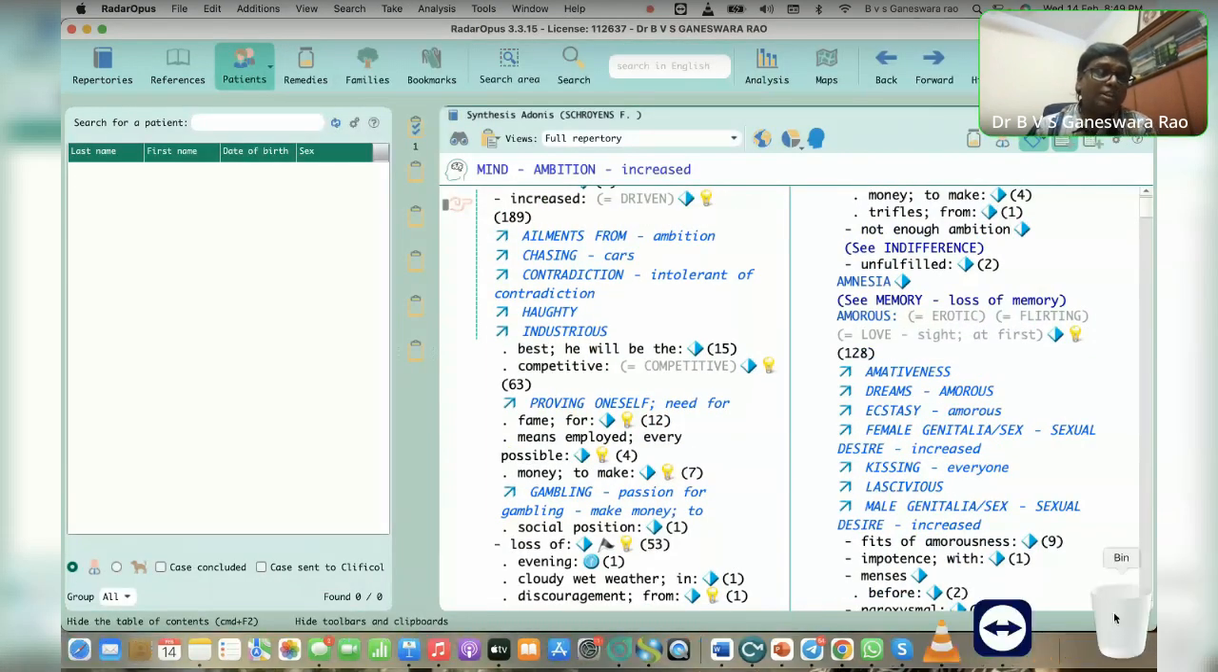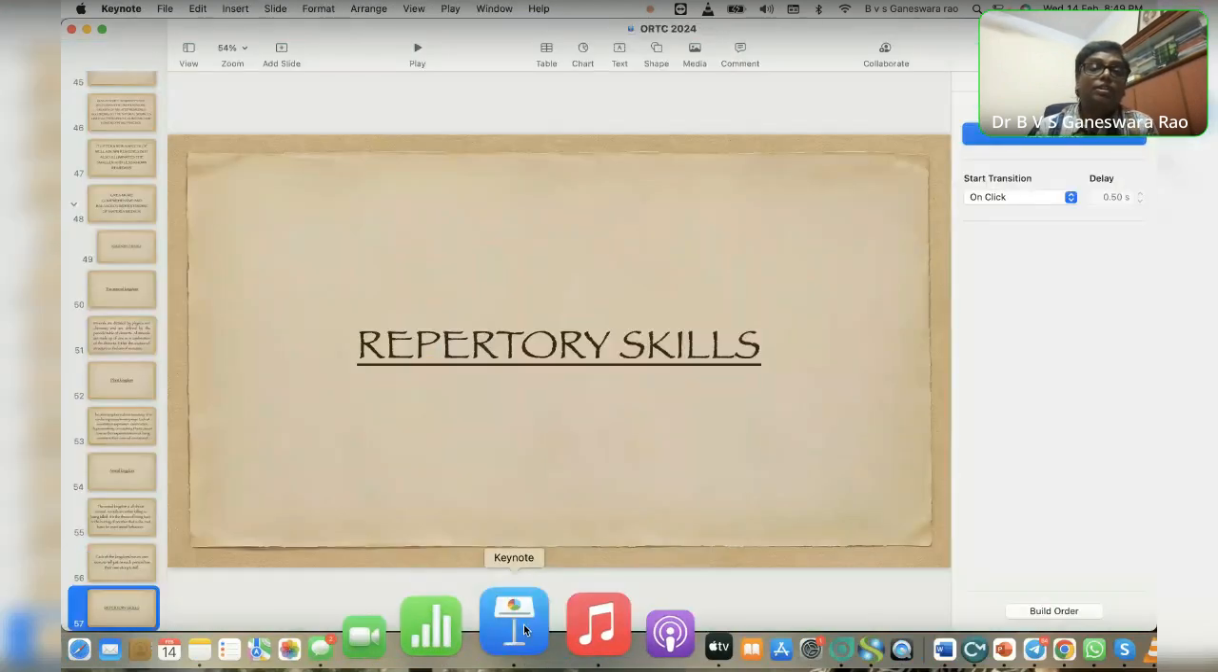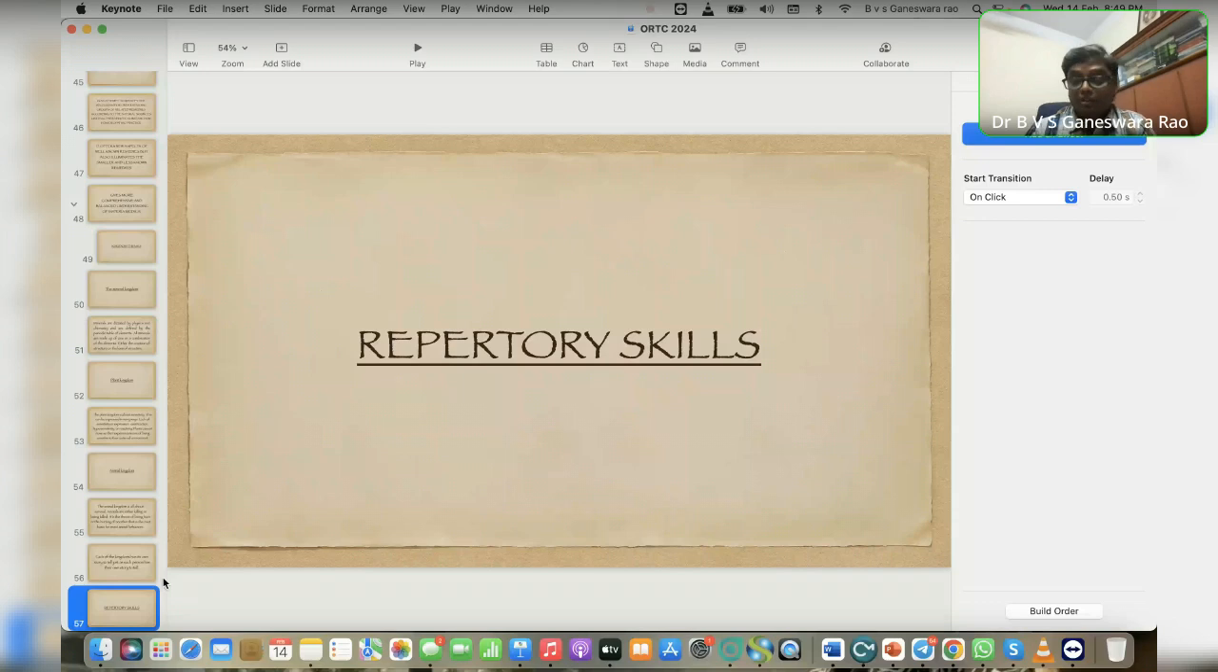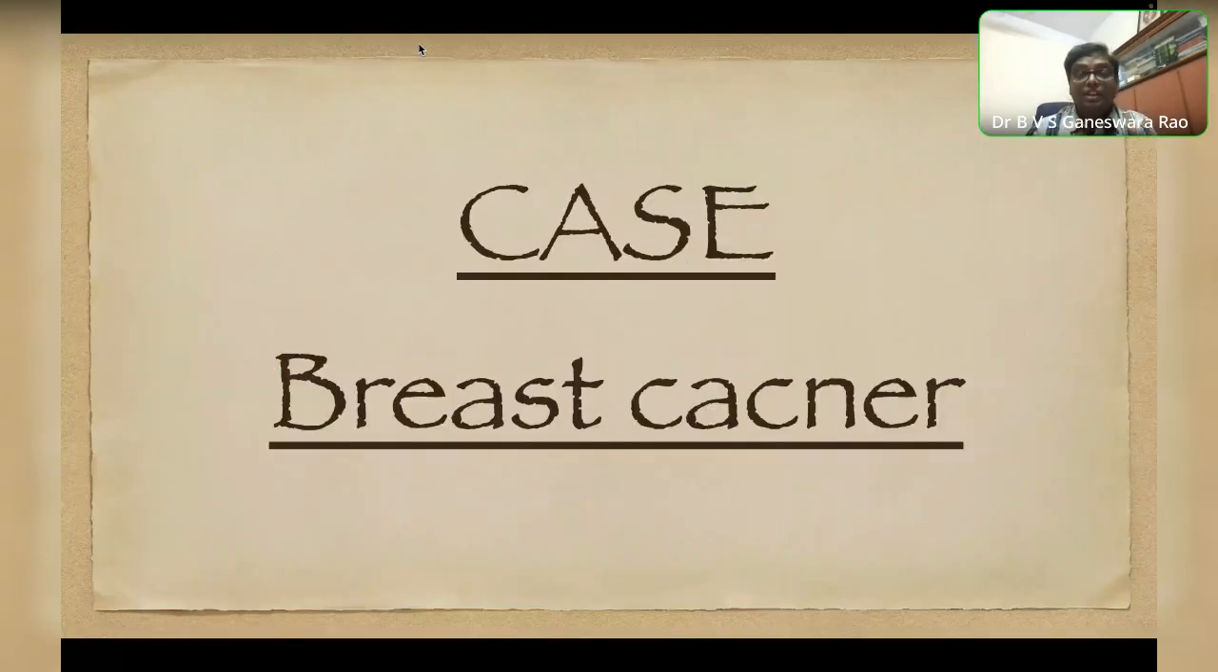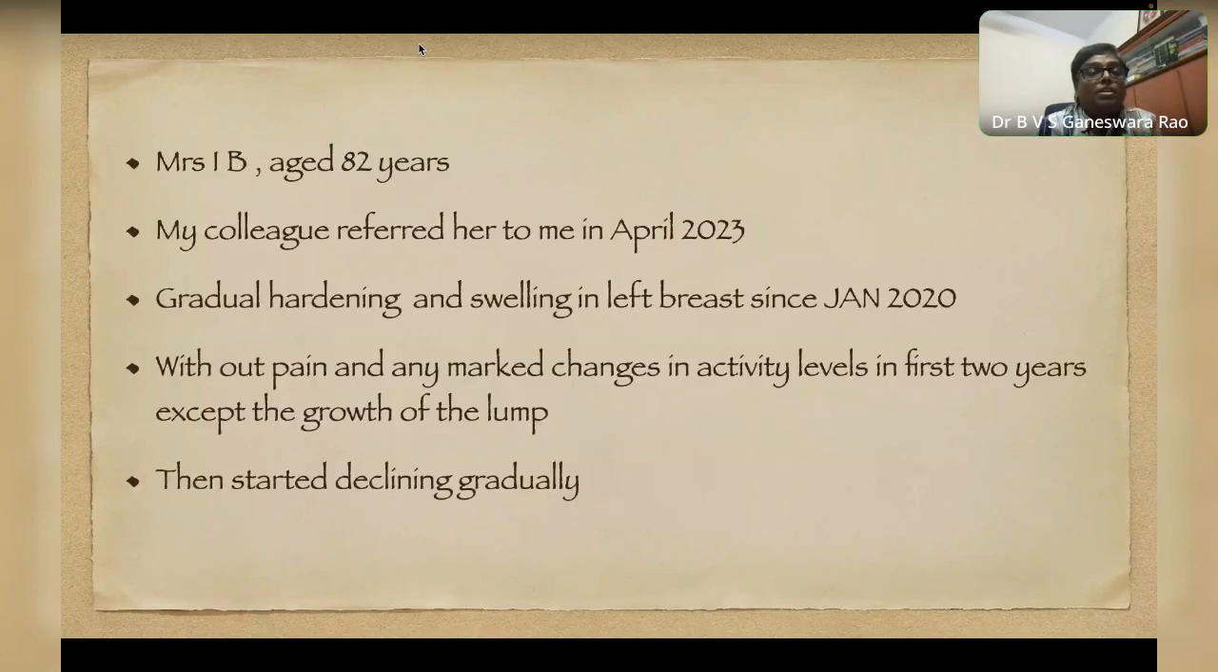So these are some hints I wanted to present to you. And now I'm going to go with my case. It's a case of breast cancer. She is 82 years old, a widow. Actually, my colleague referred her case to me in April 2023.